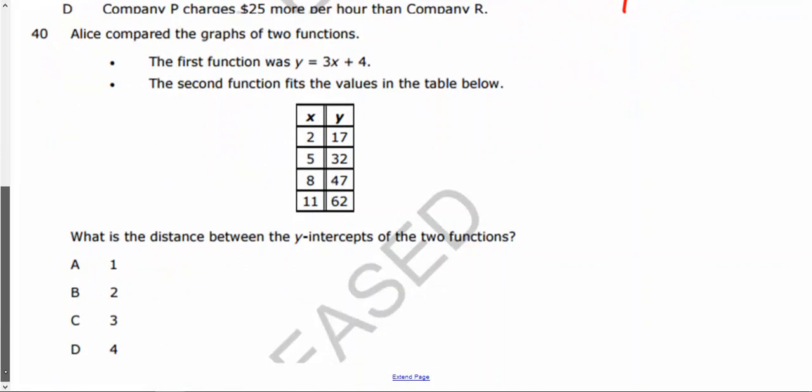All right, the next one. They want the distance between the y-intercepts, meaning they essentially want us to subtract our y-intercept.